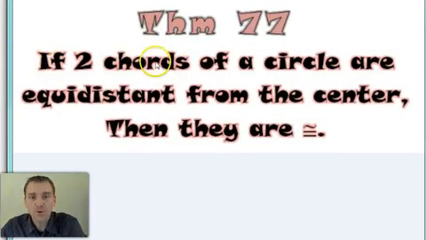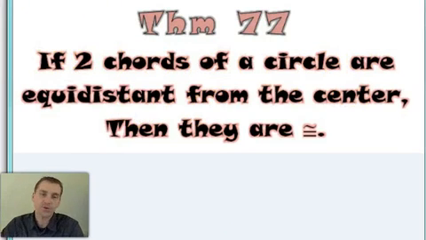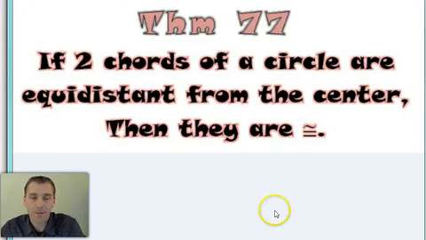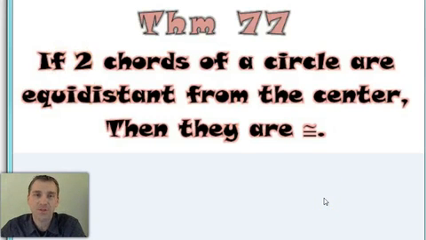If two chords of a circle are equidistant from the center, as I just showed you, then they are congruent. Happens every time. And you use it in two-column proofs, and when you use it in two-column proofs, guys, this is what you write. If you use it in any other type of question, you don't need to write it. You just use the concept.